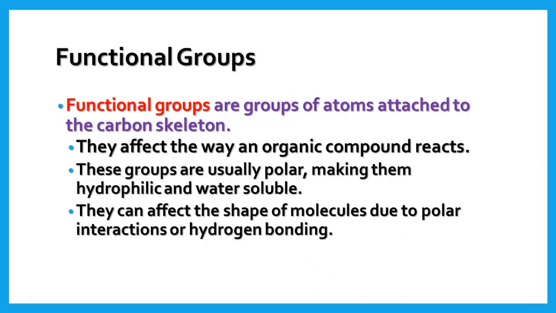There are also special groups of atoms that can be attached to the carbon skeleton. These are called functional groups, and functional groups affect the way the compound reacts or how it functions. A lot of these groups, not all of them, but a lot of them are polar, and that makes them hydrophilic and water soluble. There are a few that are non-polar, but most of the ones that we'll be talking about will be polar, and so that leads to polarity, which affects the shape of the molecule as well. Polar interactions, hydrogen bonding, and so forth can occur. So hydrogen bonding doesn't occur just with water molecules, it can occur with other molecules that have polar bonds.